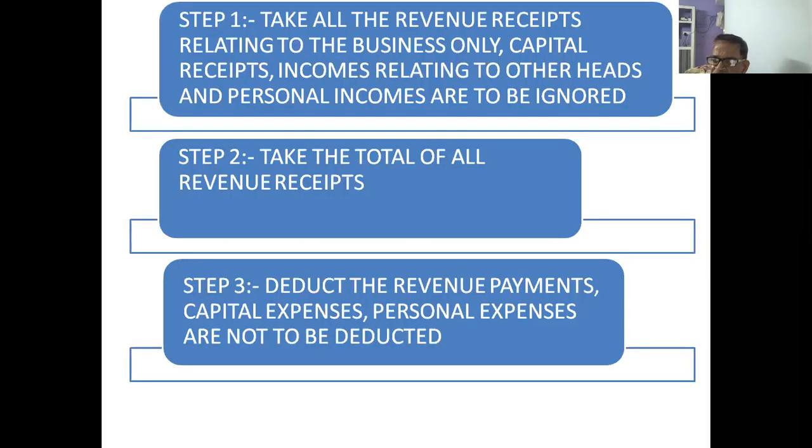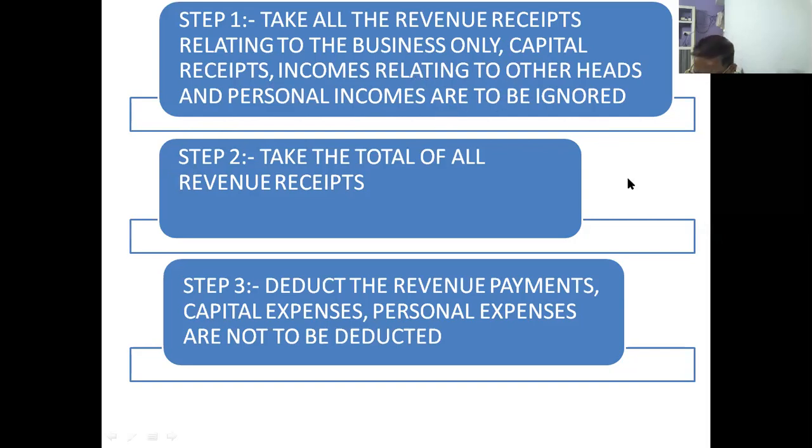Now, how to find out income from profession? Step 1. Take all the revenue receipts. Regular income is called revenue receipts, relating to the business only. We take only revenue receipts. Capital receipts, incomes relating to other heads and personal incomes are to be ignored.